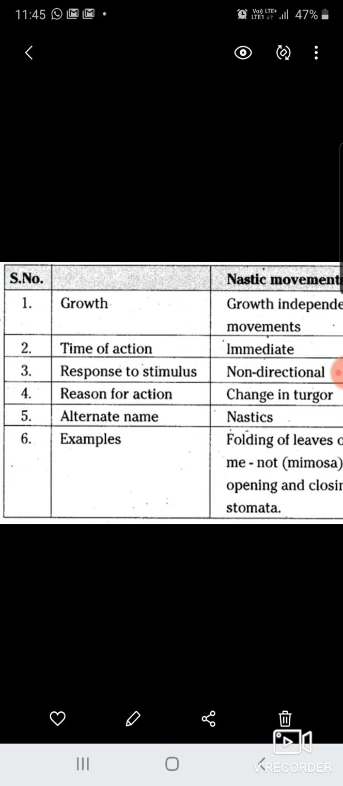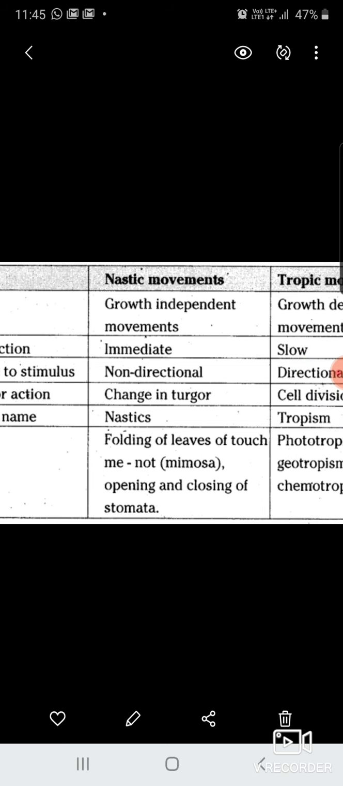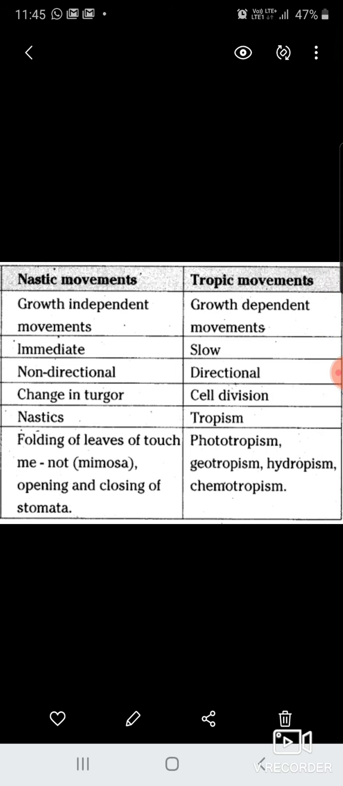The most common examples of nastic movements are the folding of the leaves of touch-me-not, that is the Mimosa pudica plant, and the opening and closing of the stomata. These kinds of movements are nastic movements. If we talk about tropic movements, the types are phototropism, geotropism, hydrotropism, chemotropism; all these are examples of tropic movements. In phototropism, the plant is moving in response to light. In hydrotropism, because of water. In geotropism, due to gravity. And in chemotropism, the movement is because of a chemical.